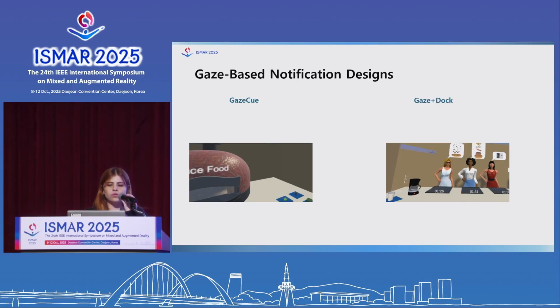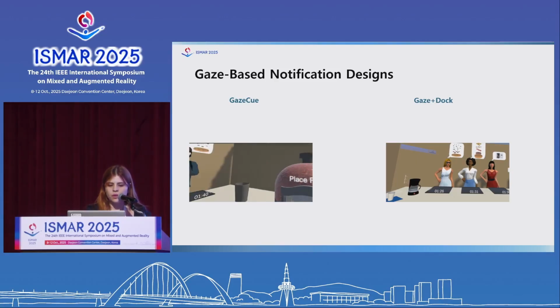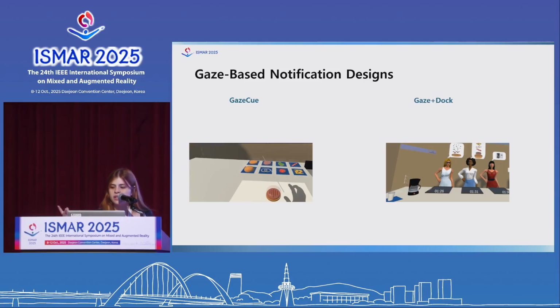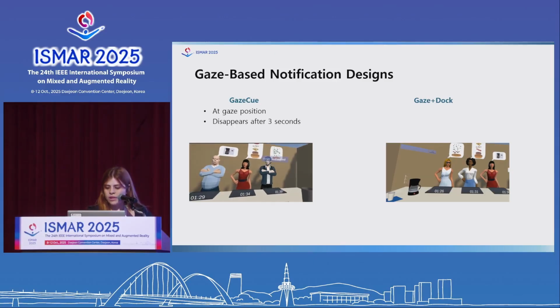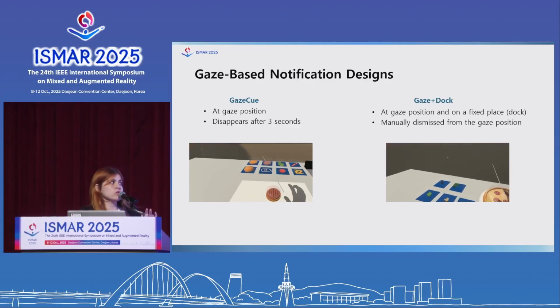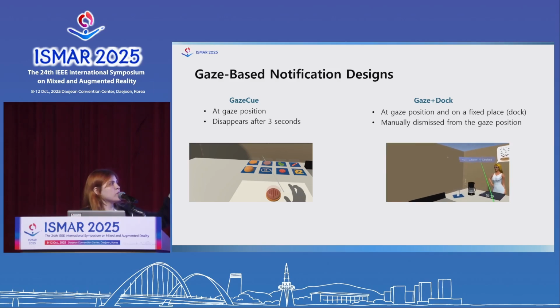So we propose to use two gaze-based notifications. One of them is the gaze cue. Gaze cue appears at the user's gaze position and it automatically disappears after 3 seconds. For the gaze dock, it appears both at the user's gaze position and on a fixed place called dock. But this time, users have to manually dismiss the notification by clicking on them. So one of them just disappears, and for the other the user has to click on the notification.